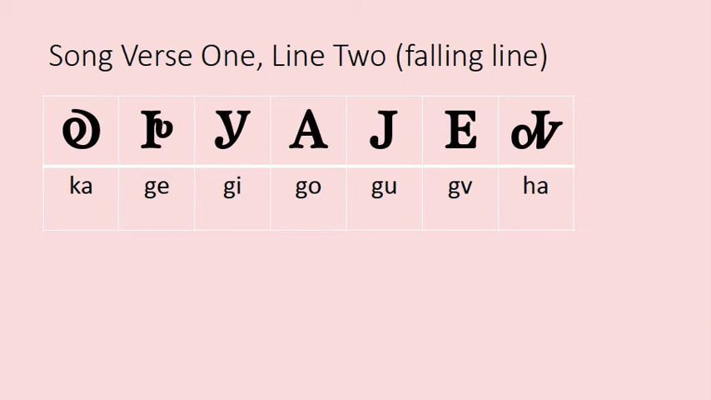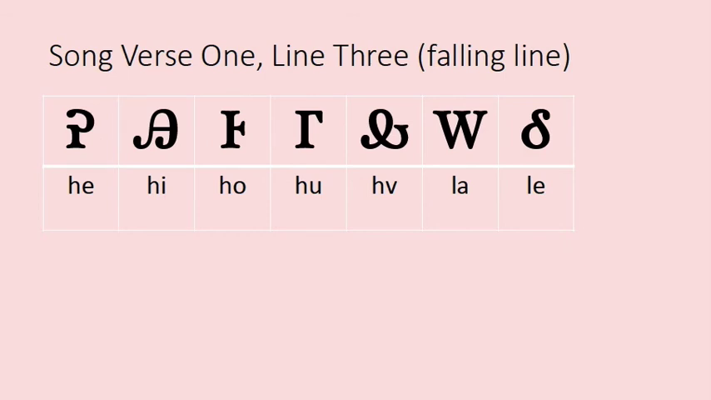So descending now for the next 3 lines. Line 1 rising, line 2, 3, and 4 falling lines.